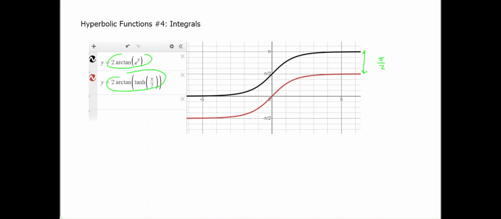All right, so now let's go on and take a look at the antiderivative of the hyperbolic cosecant function.